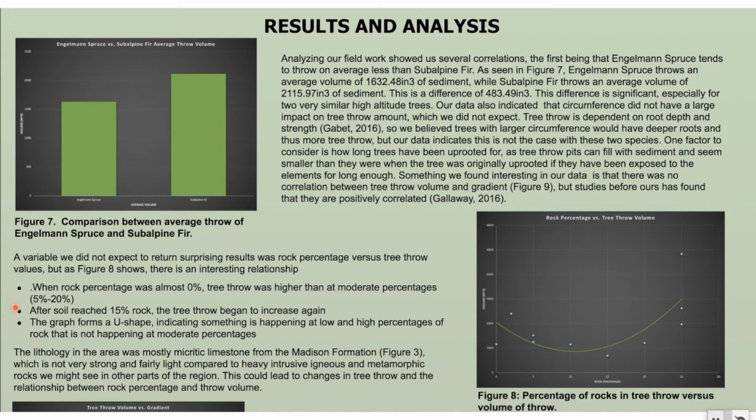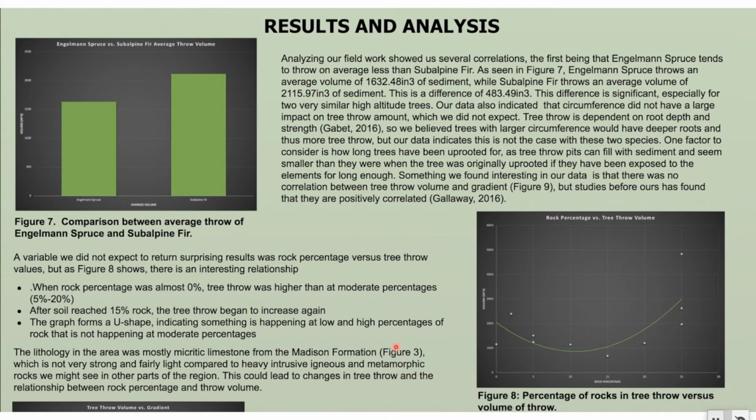A variable we did not expect to return surprising results was rock percentage versus tree throw values, but as figure 8 over here shows, there is an interesting quadratic relationship where trees at low rock percentages, at almost 0%, had higher tree throw amounts than at moderate percentages, around 5 to 20%. But at some point when the rock reaches 15%, tree throw began to increase again.